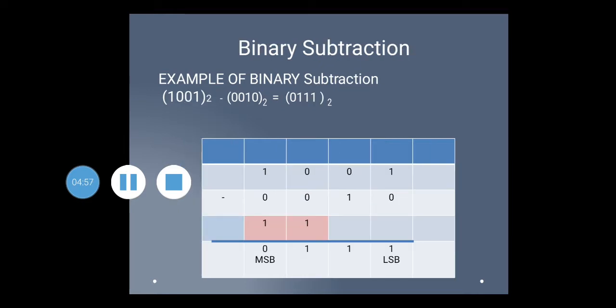Now we will solve the second binary subtraction example. In this, the first number is 1001, and the second number which is being subtracted is 0010. I have written in this table, check, the first number 1001 in the first row, and the second number 0010 in the second row, and we'll start subtracting this.